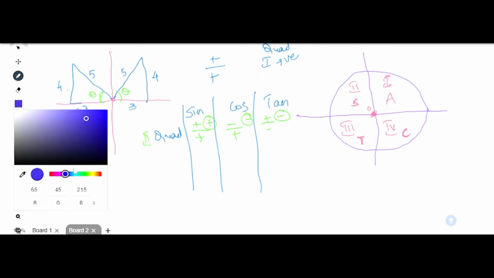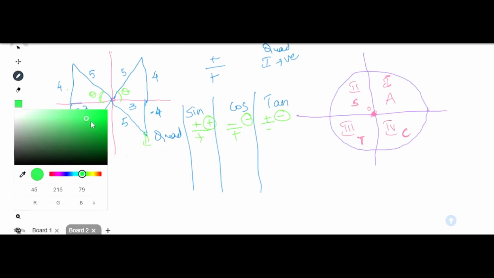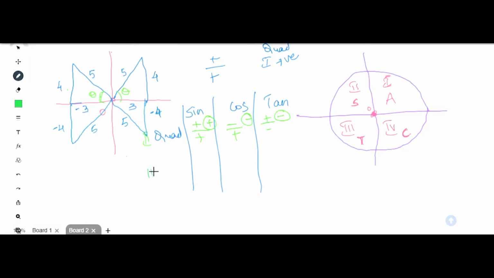So here it is positive. So let us consider the case of the other two quadrants also. So what happens then? Okay, so quadrant 3, sine would be negative, cos would be negative, and tangent would be positive. And quadrant 4, sine would be negative, cos would be positive, and tangent would be negative.